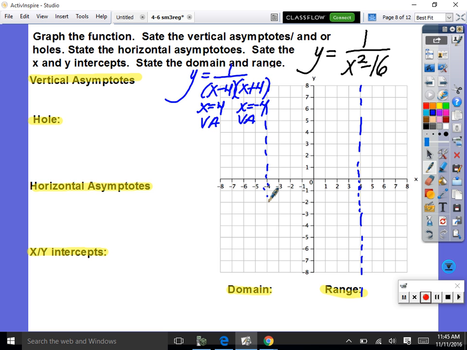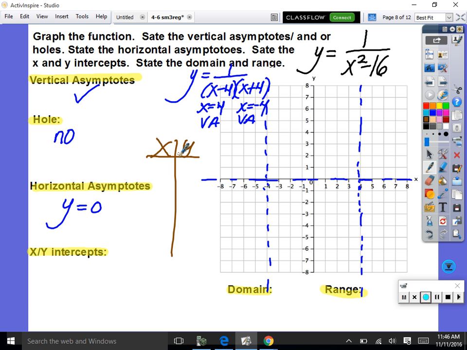Okay, and there were no holes. So we've already stated that, and there's no holes. Let's do our horizontal asymptote. 1 divided by x² does not divide at all. So 0 times. So our horizontal asymptote is y = 0. Draw that in. And now we're just plotting points. So this one's going to be very similar to the difficulty level you're going to see on the test.